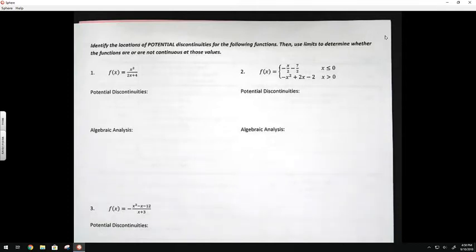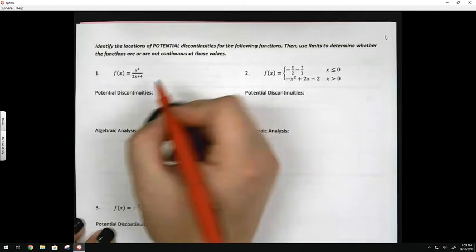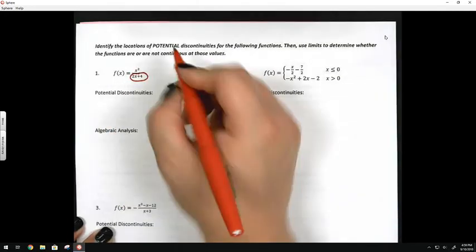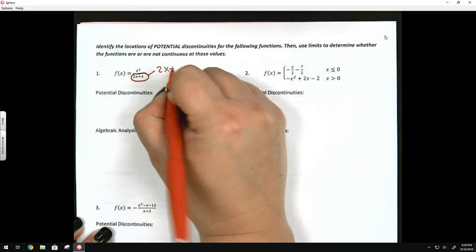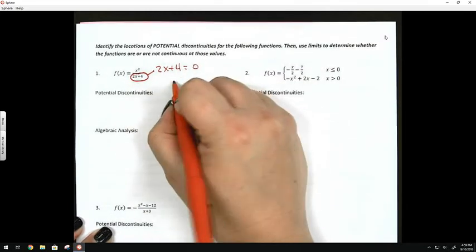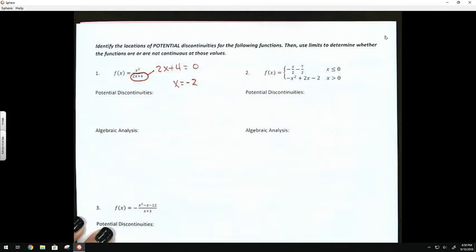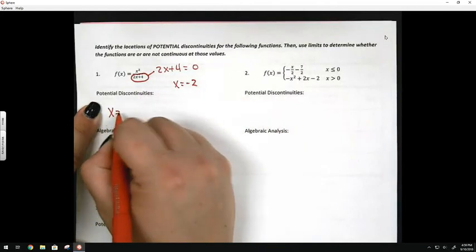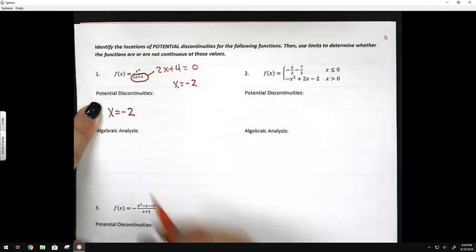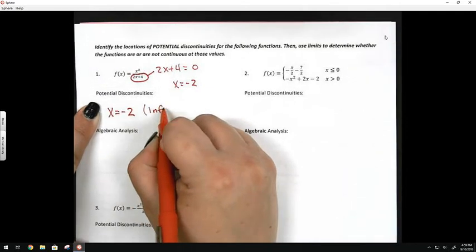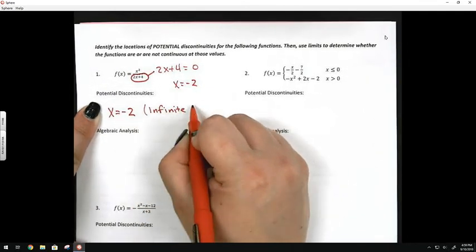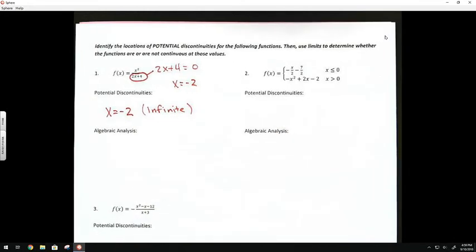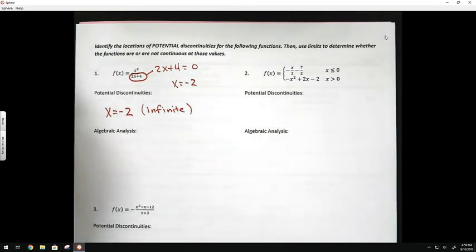So when we look at this one, we're going to take the denominator and we're going to set it equal to 0. So 2x plus 4 equals 0. And we're going to solve that and we get x equals negative 2. So for our potential discontinuities, there is potentially a discontinuity at x equals negative 2. We're thinking that it's going to be an infinite discontinuity because we're thinking it's going to be an asymptote. All right? So when we look at the algebraic analysis, we're actually going to look at it in 3 parts because we're going to be looking at the left limit.